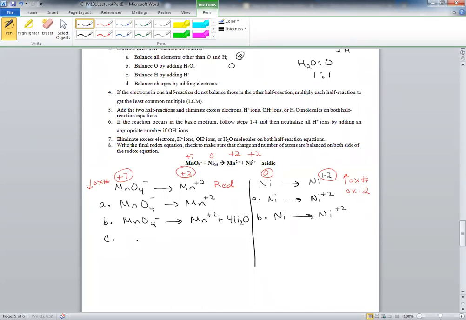In this case, we need more space for this. We have four oxygens, and then we have hydrogens on this side, so we have to be aware of that. Let's see. 4 times 2 is 8. You have 8 hydrogen atoms on this side. So how many H plus ions should you add on this side? You answered it correctly. It's 8. So you would add 8 H plus.